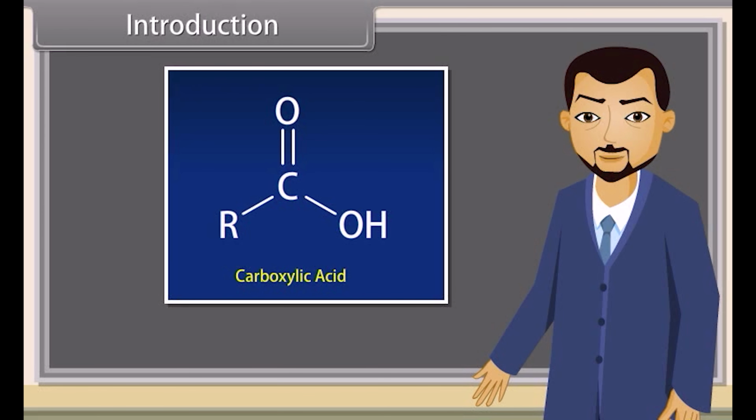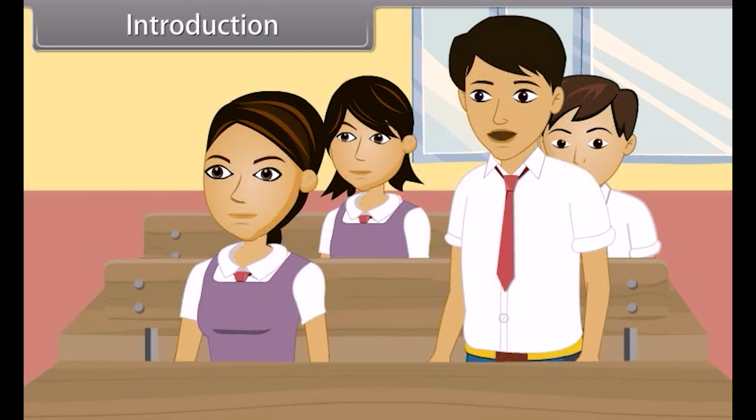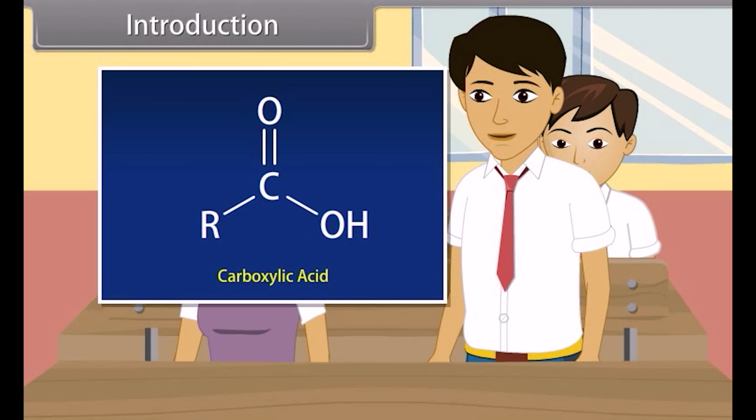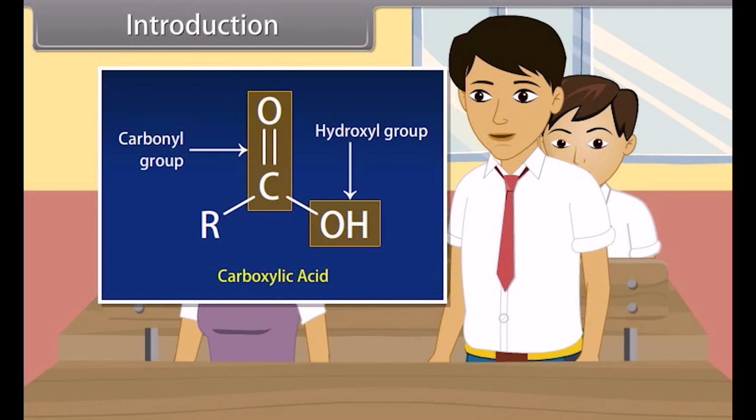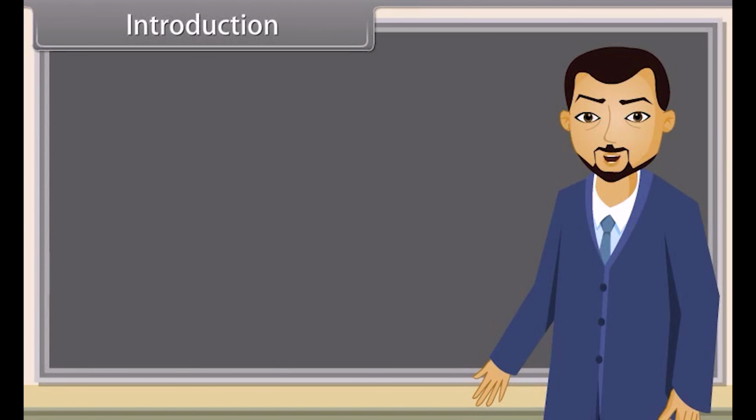Carboxylic acids are the organic compounds which contain carboxyl group. Now, who will tell me what is carboxyl group? Carboxyl group consists of carbonyl group and hydroxyl group. Very good, Ramesh. In this lesson, we will learn more about carboxylic acids.